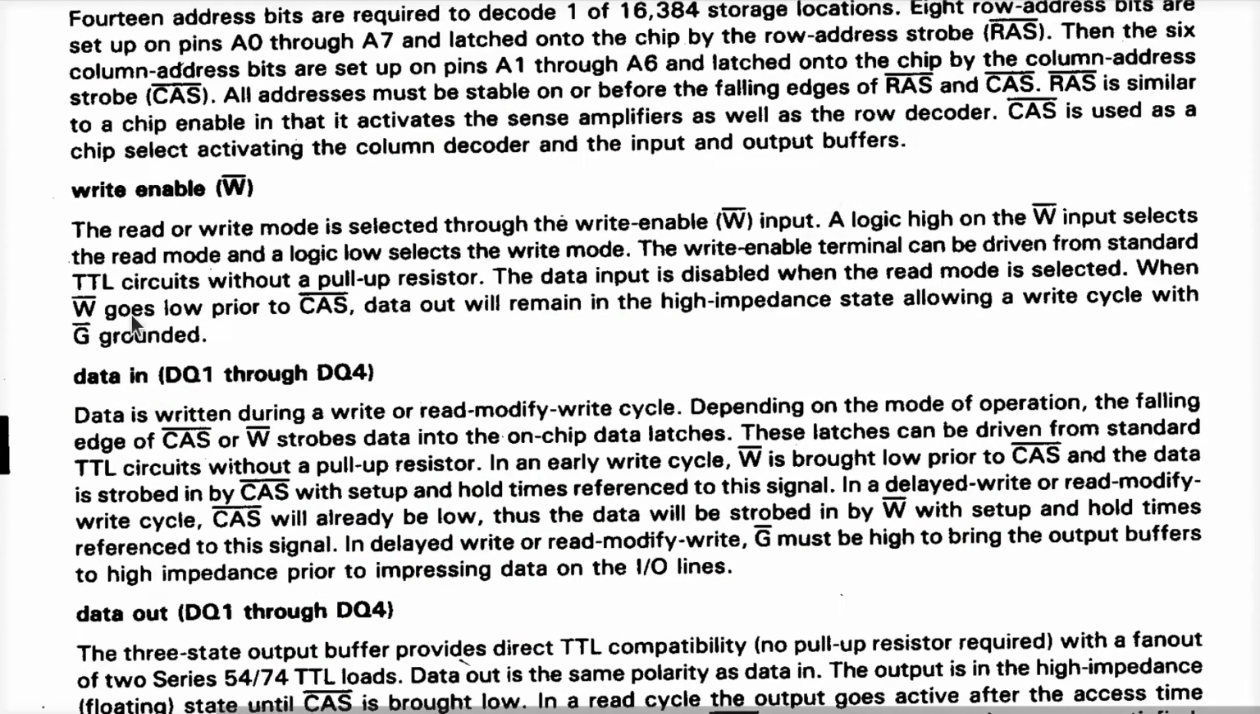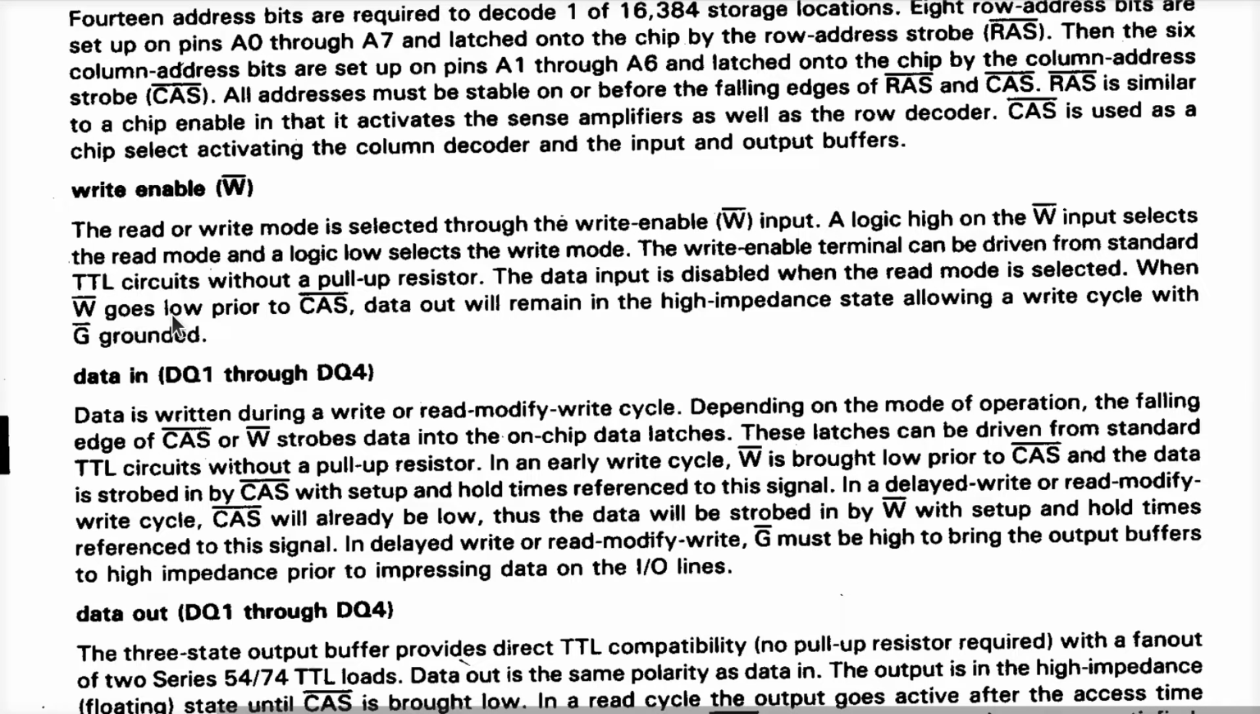Well, the fun and games with the G pin are described in here, so we don't really care except when we're trying to write into the chip, right? We don't want it sending us data when we're trying to send the chip data. So it says right in here that you're reading or writing depending on the write input, okay? High on write means I want to read out of the chip, and all is well. Then it says that the data input is disabled when the read mode is selected, all right? So that means it won't ingest any data.